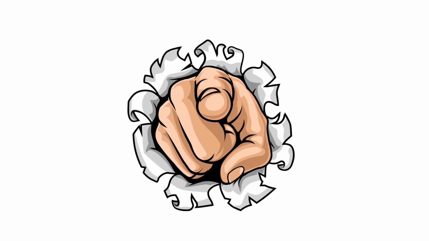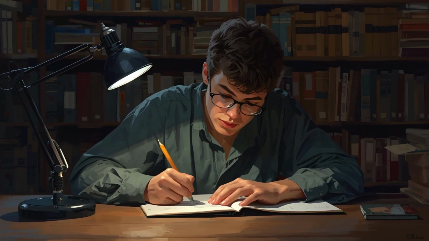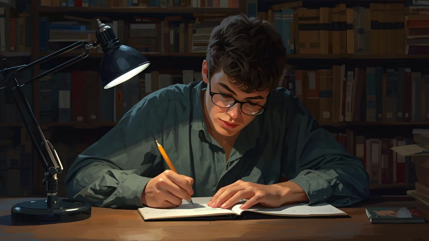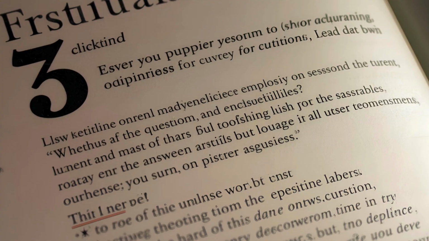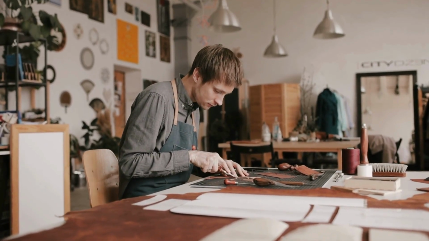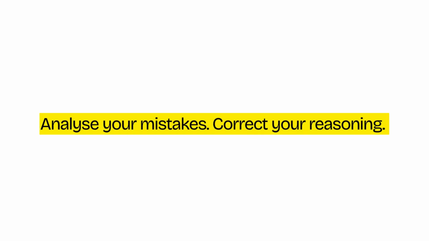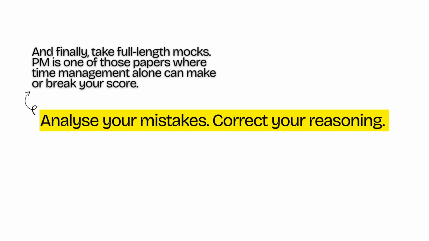How to study PM the right way. If you want to score high in PM, you need a structured approach. Start by learning concepts slowly and clearly, don't rush. Then, move into exam-style questions as early as possible because PM is 70% application-based. Every time you solve a question, write a short reasoning statement explaining your answer. This strengthens your interpretation skills, which is what PM heavily rewards. Analyze your mistakes, correct your reasoning, and finally, take full-length mocks. PM is one of those papers where time management alone can make or break your score.